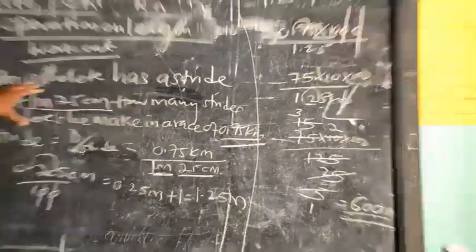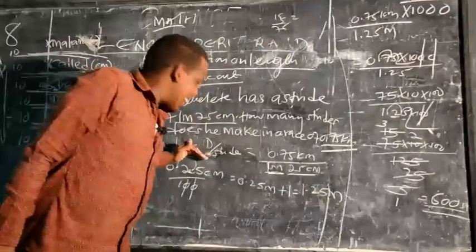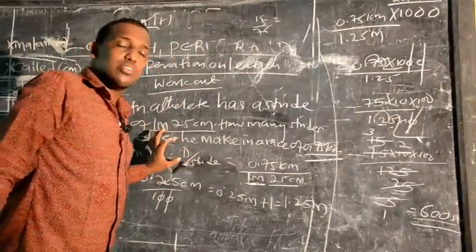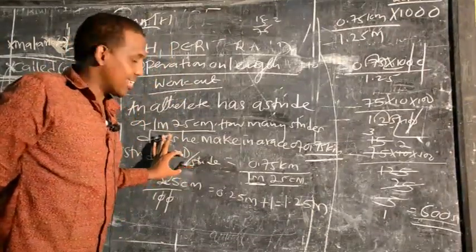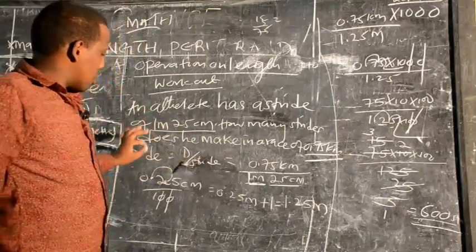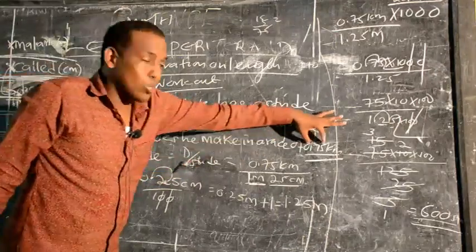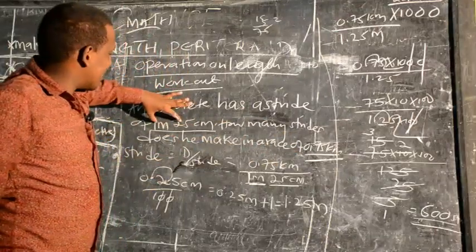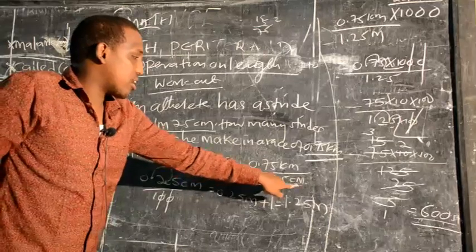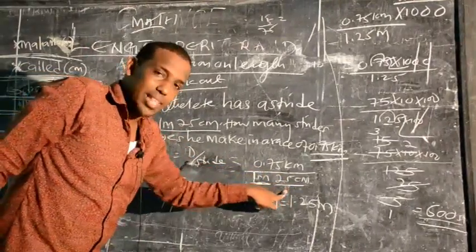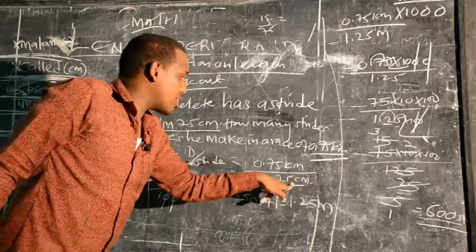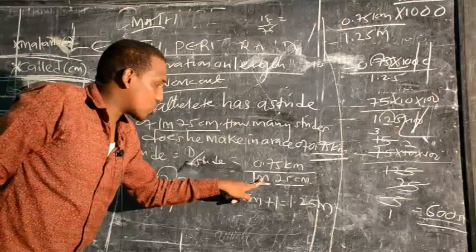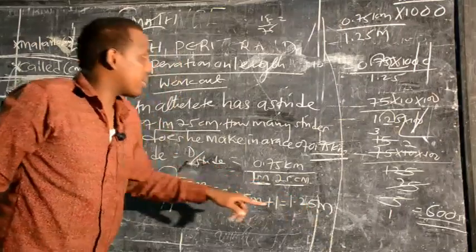I'm repeating. You are getting the number of strides. For you to get the number of strides this person has made, you always divide the distance by his stride. So now, the distance is in kilometer, 0.75. The stride of the other leg is 1 meter 25. They are not in the same unit. What you do, you change the centimeter, it's smaller than the meter. When you divide it by 100, it will become 0.25 meters. You add plus 1, it will become 1.25 meters.